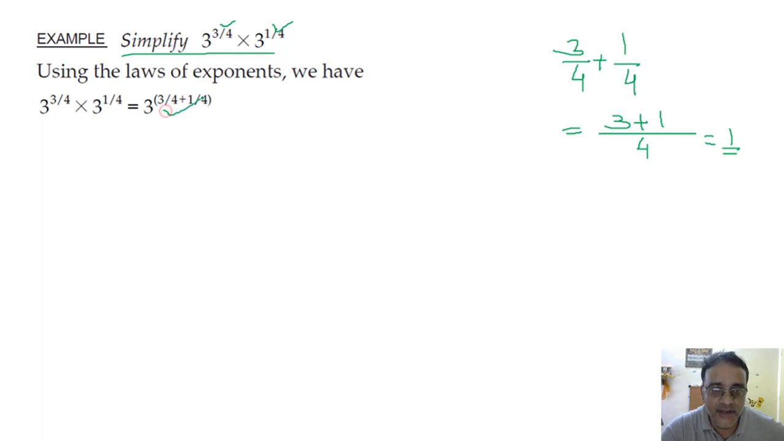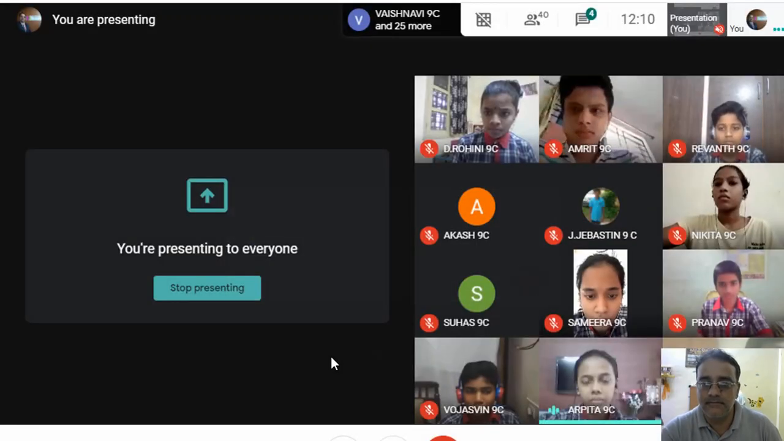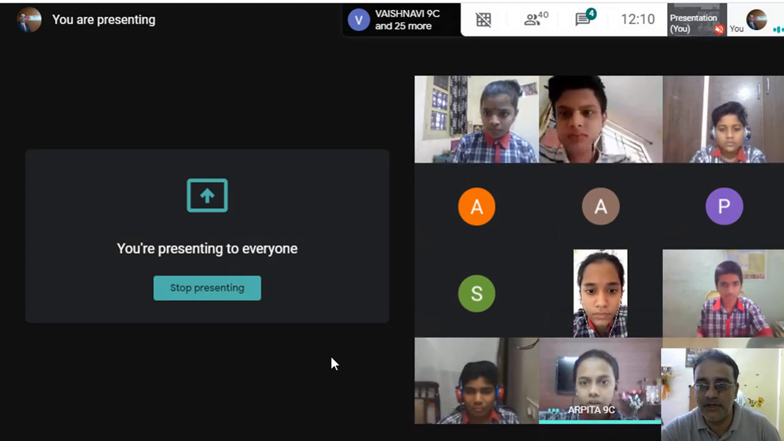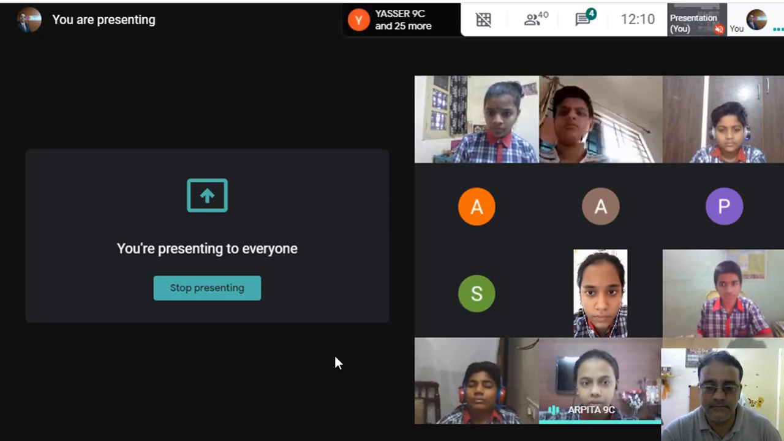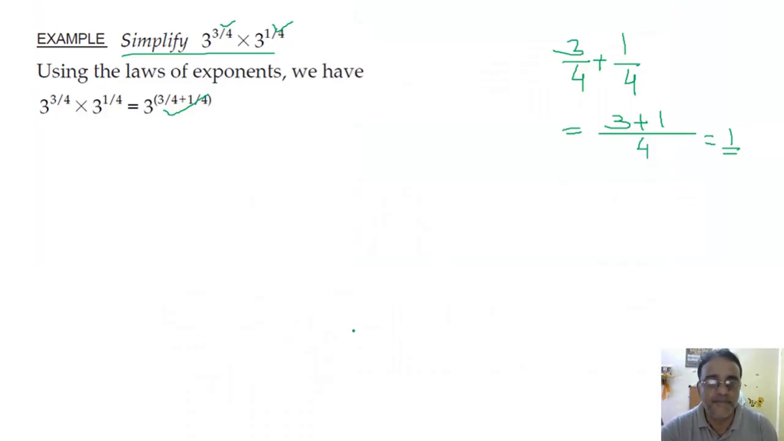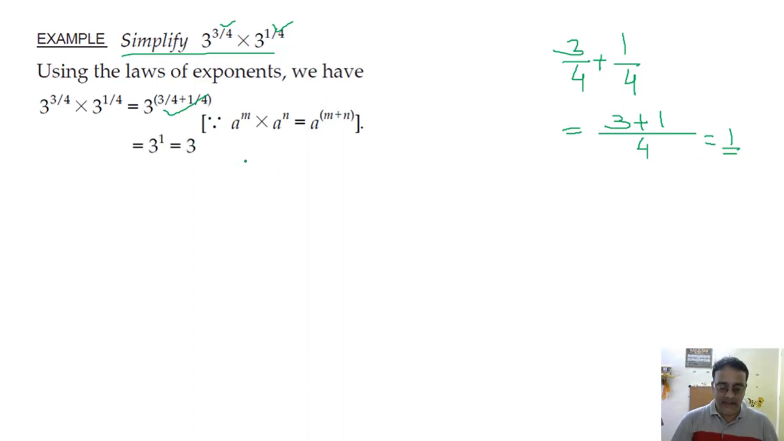Okay. And which law we have used for this one? Arpita. Sir, a to the power m into a to the power n is equal to a to the power m plus n. Right. Very good. Now mute your mic. So a to the power m into a to the power n is equal to a to the power m plus n. Now I just explained, the sum of these two powers is 1. So 3 to the power 1 is equal to 3. Any doubt in this first example? No sir. Okay. This is a simple problem.